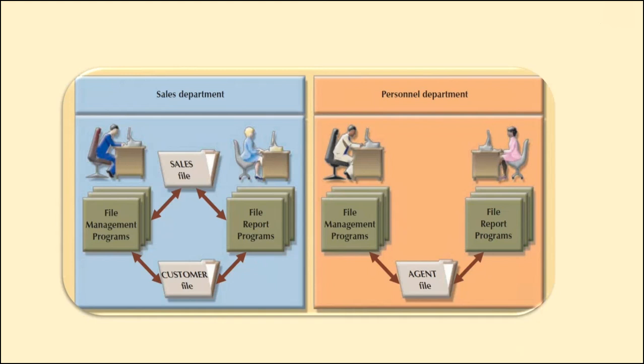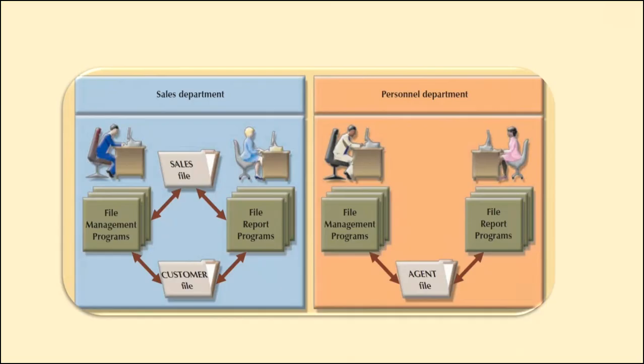Each department is having its own files for storing the data and application programs to access and process those files, right? All right. Now, if you see in the blue box, the sales department is maintaining two different files. What are those? A sales file and a customer file, right? Here, if you observe carefully, we have two different sets of application programs. What are those? File management programs, that is the first one, and another one is the file report programs.